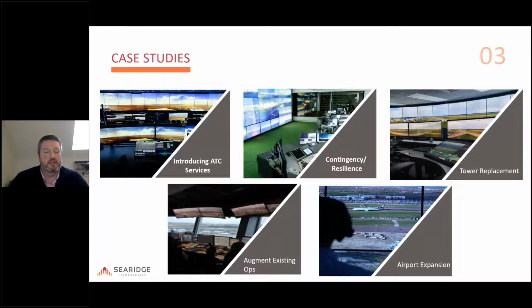We're also seeing an emerging need for what are called hybrid digital ops, augmenting the existing traditional tower with digital tower technology. And of course, another key one is contingency and indeed crisis resilience. That's a case study I'm going to focus on a little bit more, and we'll look at that in the next slide.